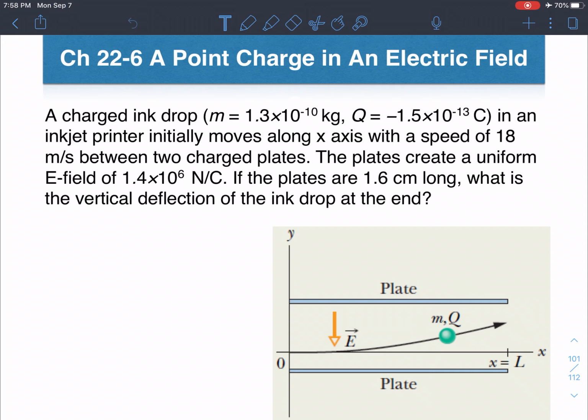So again, this is a point charge in an electric field, a charged ink drop. The mass is given, the charge is given. In an inkjet printer, it initially moves along the x-axis with a speed of 18 meters per second between two charged plates. The plates create a uniform E field of 1.4 times 10 to the 6 newtons per coulomb. If the plates are 1.6 centimeters long, what is the vertical deflection of the ink drop at the end? So that L is given.